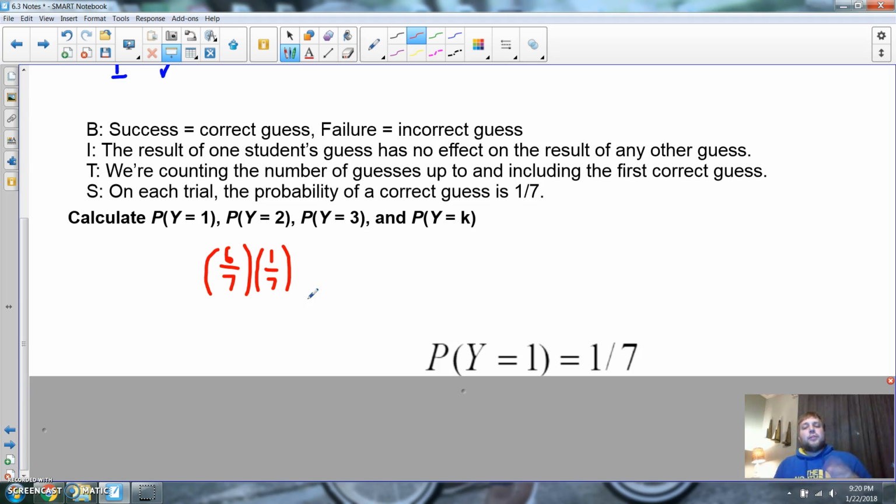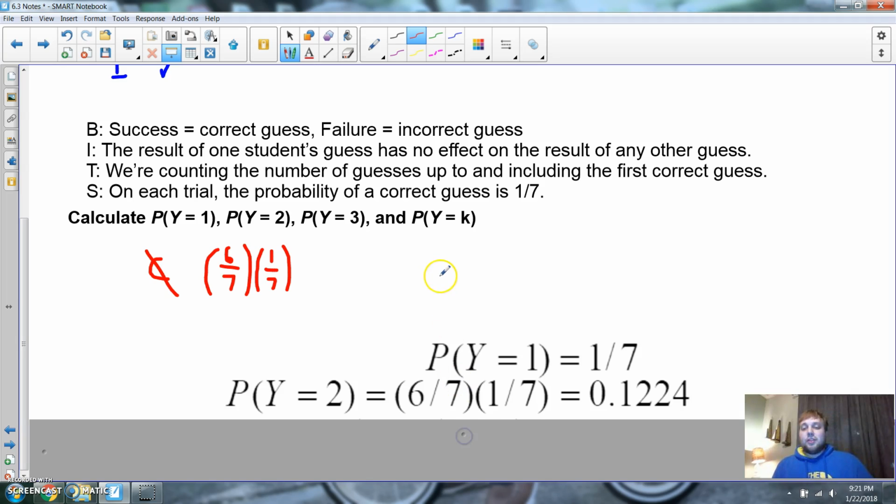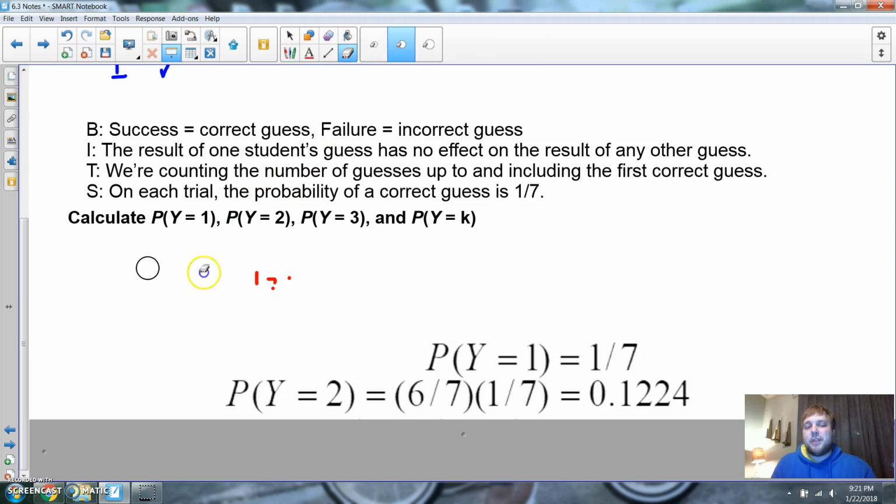Now, are there multiple ways this could happen? Could I have the 1 7 go first and the 6 7s go second? And with geometric, here's the beauty, I don't have to put a combination. There's no other combinations. I have to fail first and then succeed. So literally, I'm just going to multiply these together. You should hopefully say that's 6 over 49. You guys getting the drift of geometric? It's super fun. Geometric's easy. You don't have to worry about combinations.